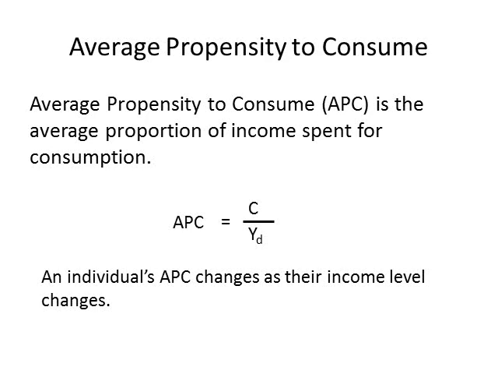The formula for the average propensity to consume is APC, or the average propensity to consume, is equal to C, or the consumption, divided by Y, the income. It's important to note that as a person's income changes, so does their APC.